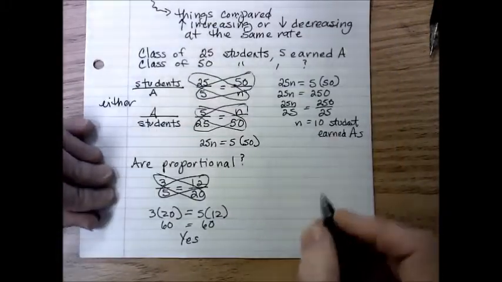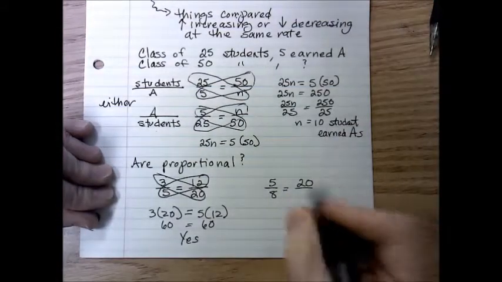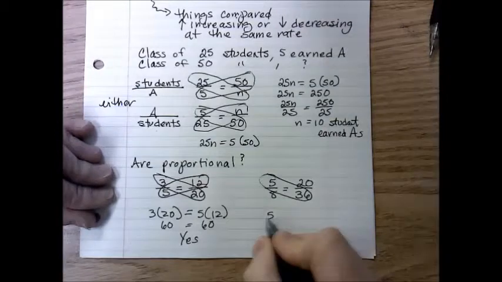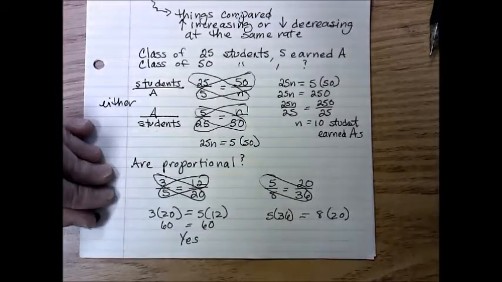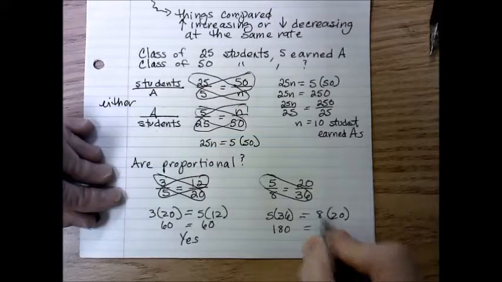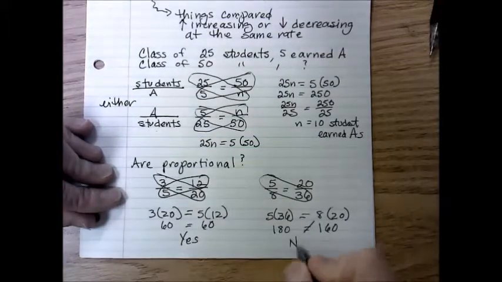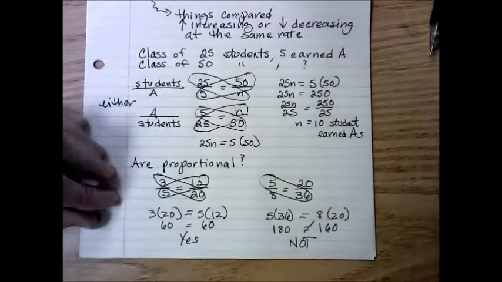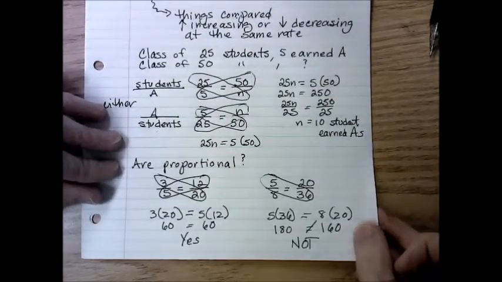What about the following example? Would 5/8 be proportional to 20 over 36? Again, if we write our cross products, so 5 times 36, will it equal 8 times 20? 5 times 36 is 180, and 8 times 20 is 160. Those are not equal, so that set of ratios is not proportional. Okay, so you can always just create your cross products to determine whether they are proportional.